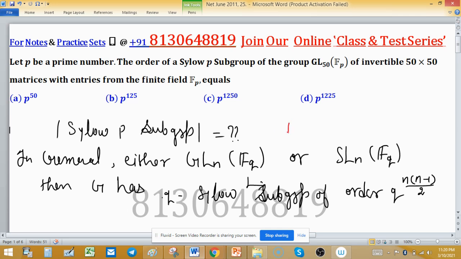So the order is p raised to the power n(n-1)/2 by this formula, and the value of n is 50. So p raised to the power 50 times 49 divided by 2. The 2 cancels out 50 twenty-five times, so 25 times 49. This is the exponent of p, and this will give you p raised to the power 1225. So option D is right.